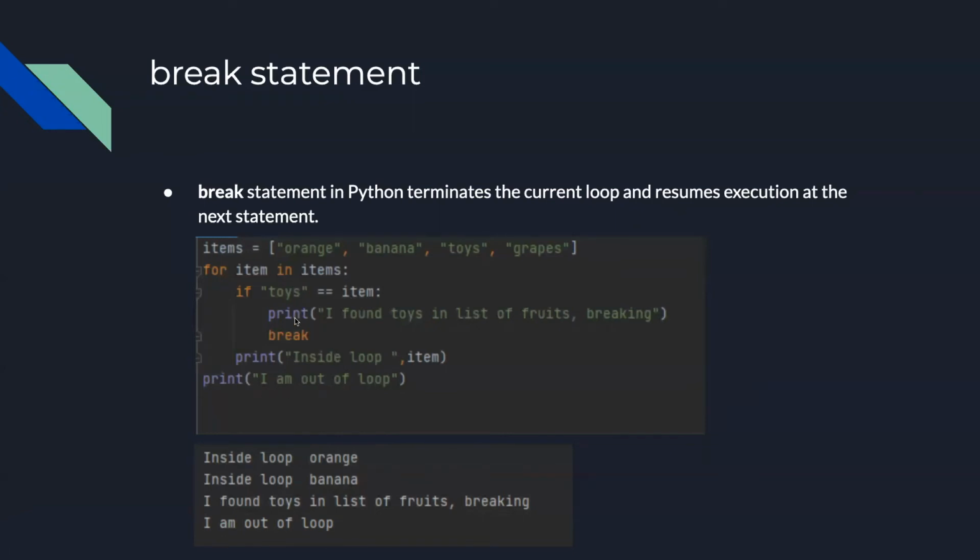So on that third iteration, if toys is equal to item, it is. This evaluates to true. We print I found toys in the list of fruits, breaking, and then we're going to see our print statement for I am out of loop. So it exited the loop at that point because we executed that break statement. So break statements are extremely useful. This is one way that you can ensure that you don't get an infinite loop.